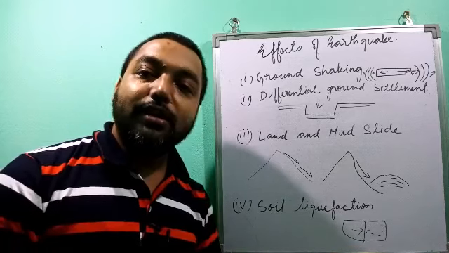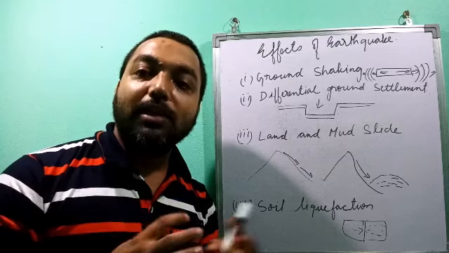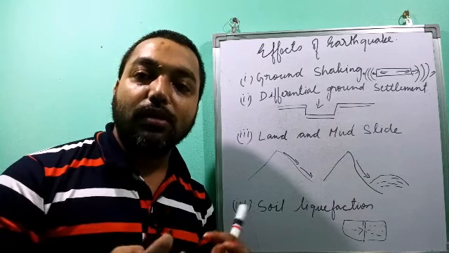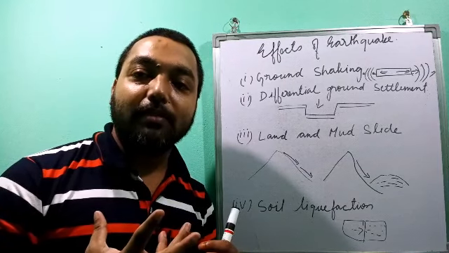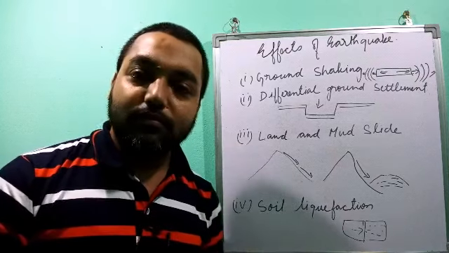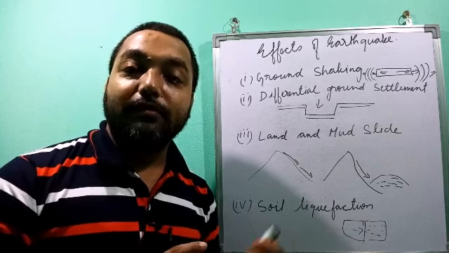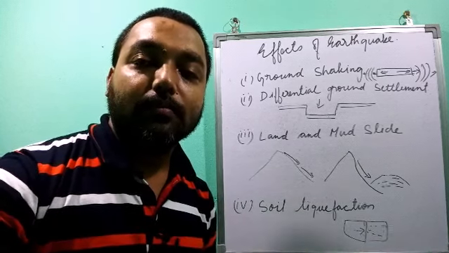Then soil liquefaction. A big area where there was soil may become loose in particle. So a watery part might have come up. It may turn into a wetland. These are the first four causes or effects of earthquake.